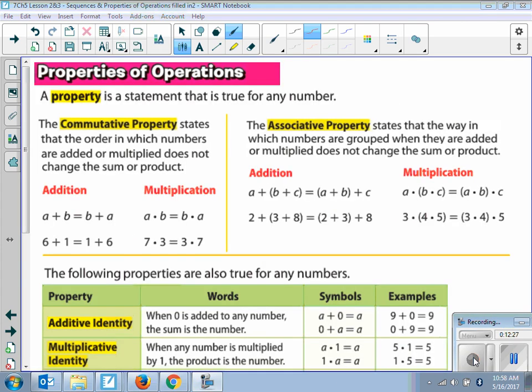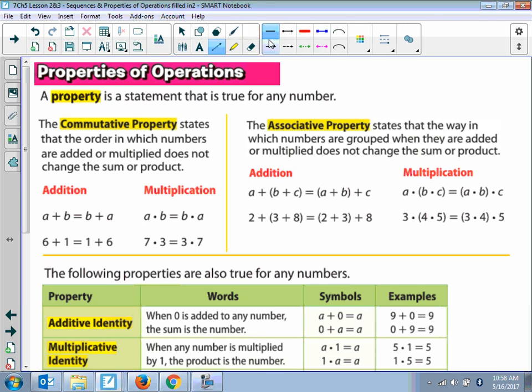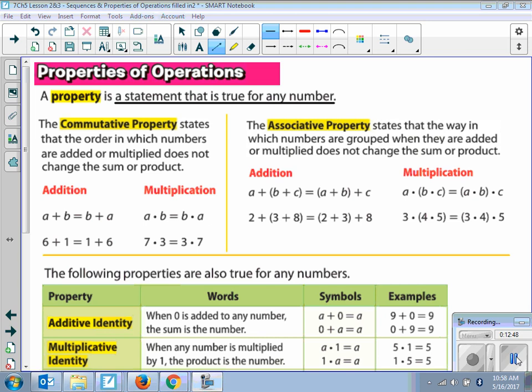So lesson 3 is properties of operations. Okay? The properties. So a property is a statement that is true for any number. This is lesson 3. Okay? A property is a statement that is true for any number. Please make sure you write down your definitions.